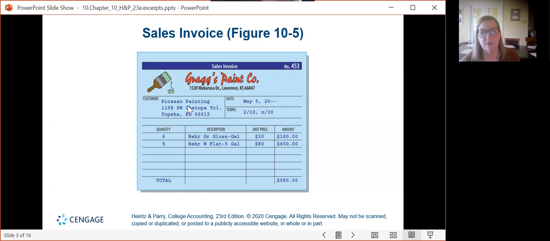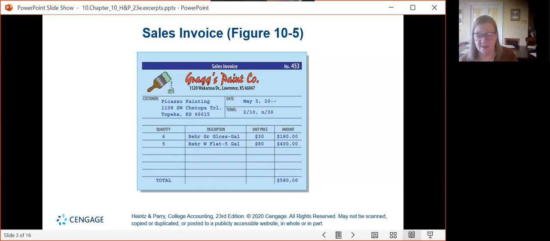But the customer's name would be listed there, the date, the terms, and then the product. What's the quantity? What's the description? How much a unit price is and how much the total price. And then it's extended over. So you get these totals and you come up with a total you're charging the customer.